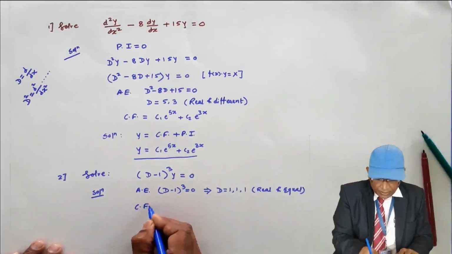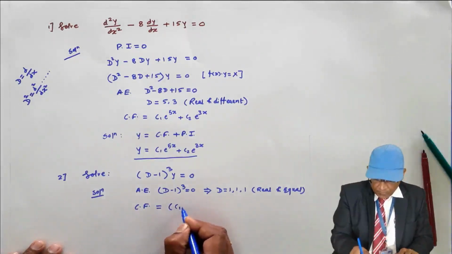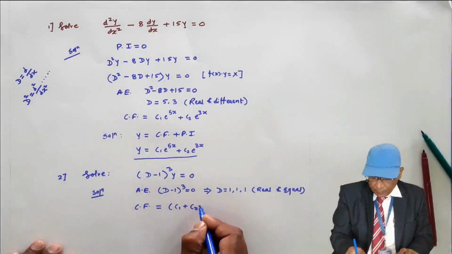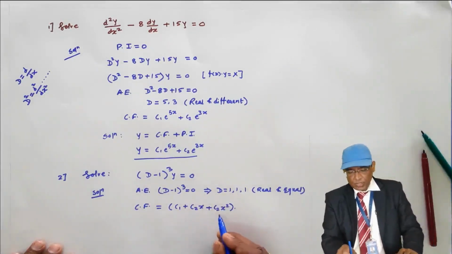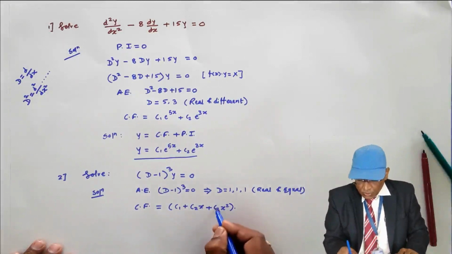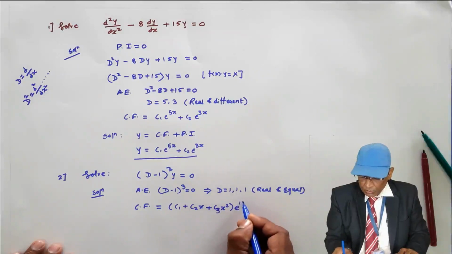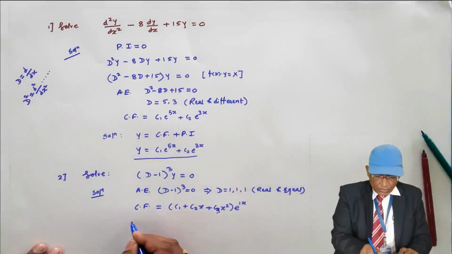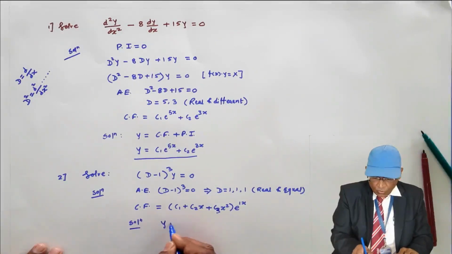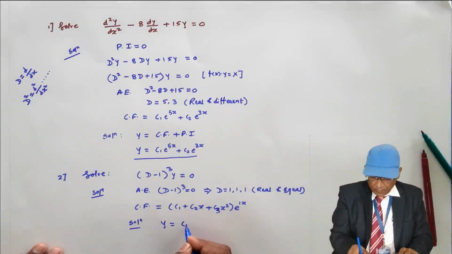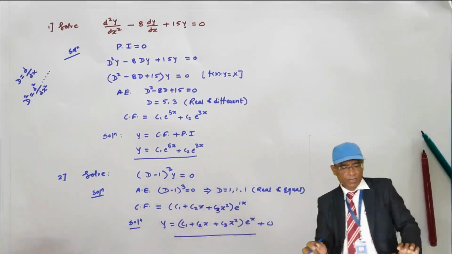Therefore, the complementary factor is, there are 3 values which are real and equal. If there are 3 repeated values, then we have to write the factor for repeated roots: c1 plus c2x plus c3x square outside of the bracket, e to the power of this root, meaning e to the power 1x. So once you get the complementary factor, what is the solution of the differential equation? y is equal to complementary factor plus particular integral. So this is the solution of this differential equation.